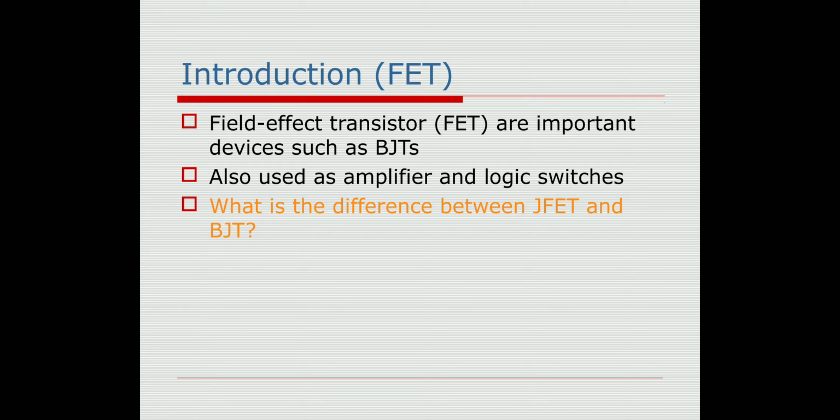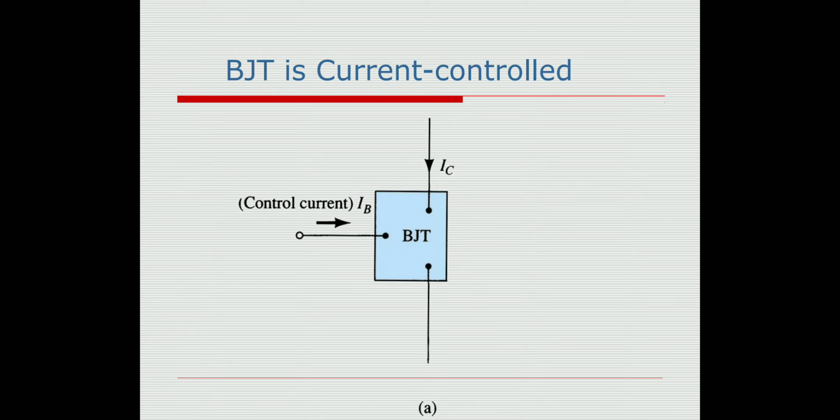So what is the difference between JFET and BJT? BJT is a current control device. If you remember, if we connect the BJT with forward bias on the base emitter junction and reverse bias on the collector base junction, then the transistor operates in the active region where it acts as an amplifier. If we increase the base current slightly, we get a very large increase in the collector current. In this way we have a current control device, that is BJT.